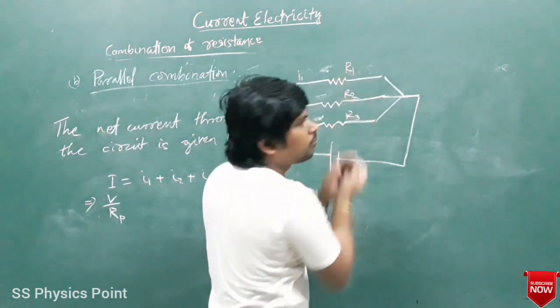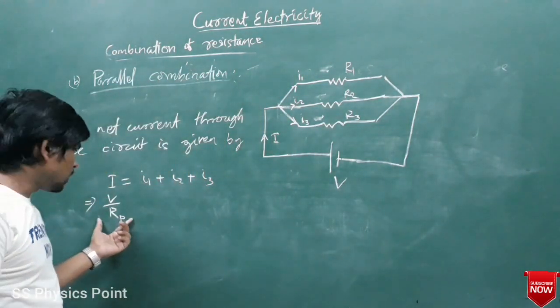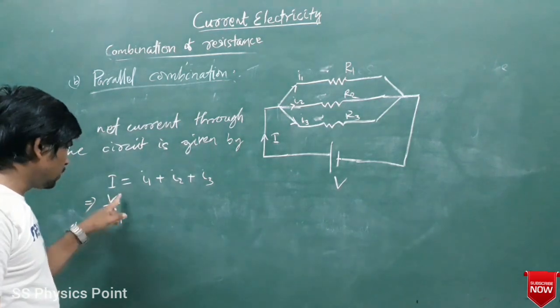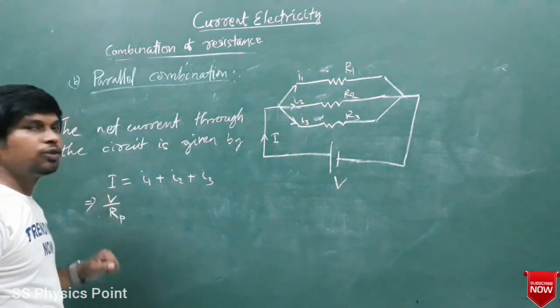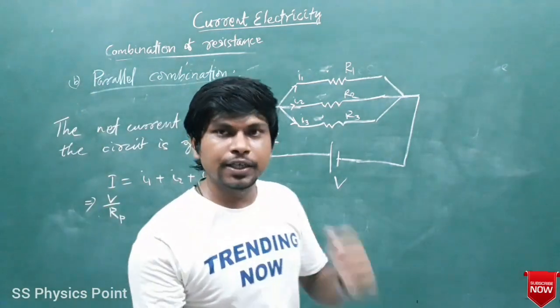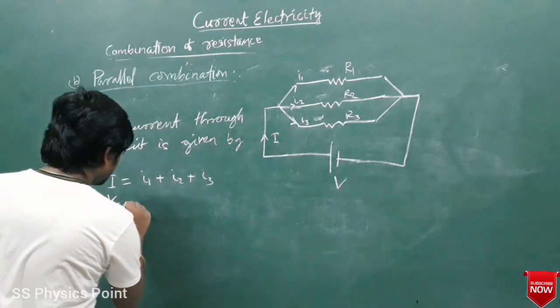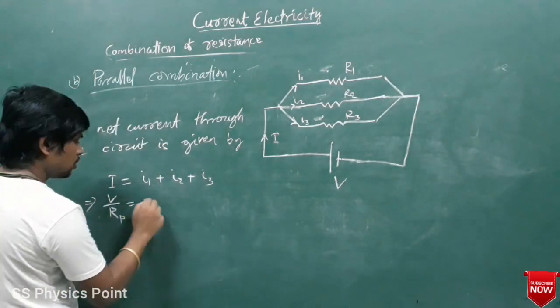ये सबको मिला लो, मिलाने से कितना आ रहा है? सपोज कितना आ रहा है? इतना Rp. So that is the equivalent, net potential by net resistance will give you the net current. Therefore V by Rp equals how much? This is I1, will be how much?